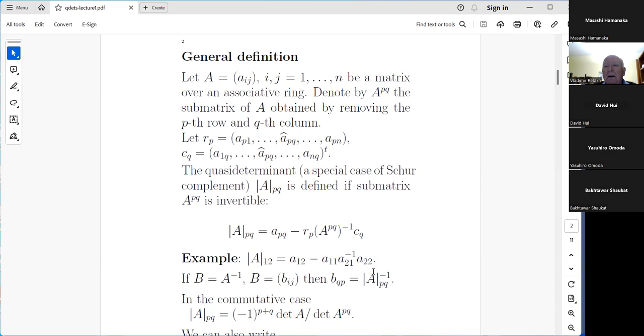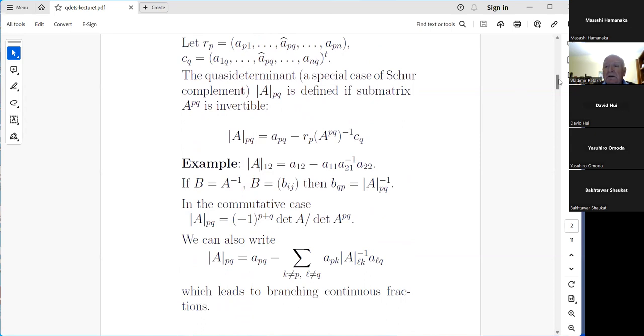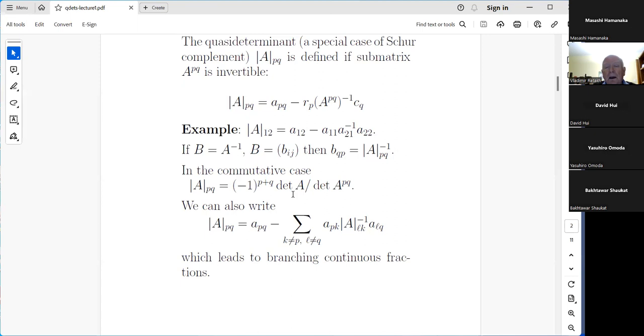But again, we prefer to use the definition that I gave just because it's more general and in a sense it's easy to work with. Now in the commutative case, what you have really is the ratio of two determinants, up to a sign. So APQ is not a determinant, but rather just a quasi-determinant.